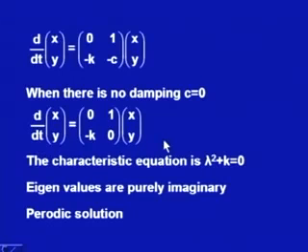If we have to solve this system, the characteristic equation is lambda squared + k = 0, and from here one can find that the eigenvalues are purely imaginary, and on the basis of our discussion we know that this is a periodic solution as the values are purely imaginary. So, we can solve and get the solution of the differential equation with the help of eigenvalues and eigenvectors.